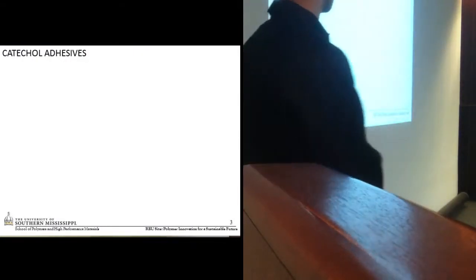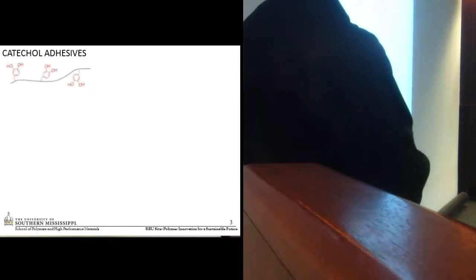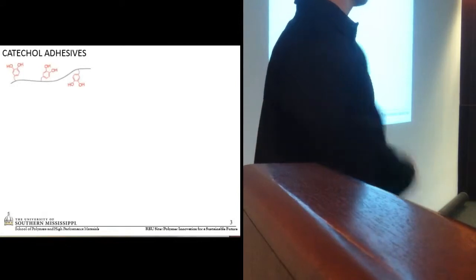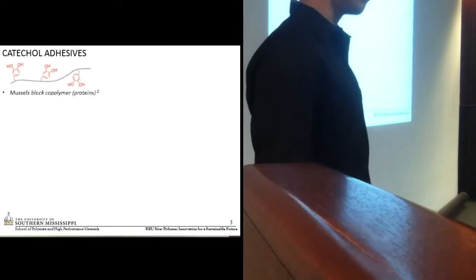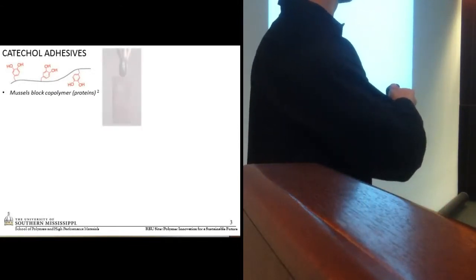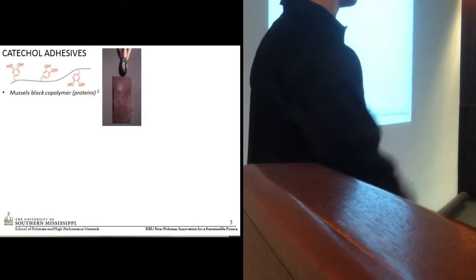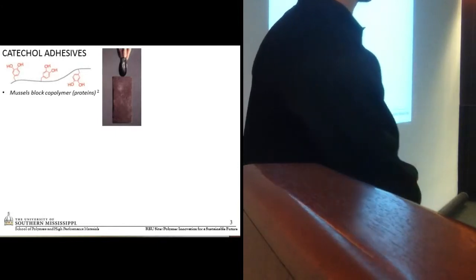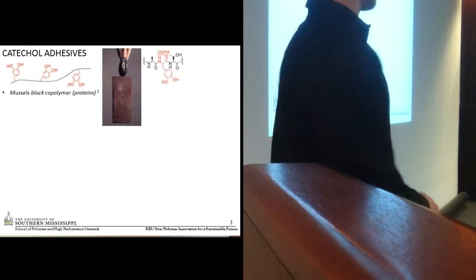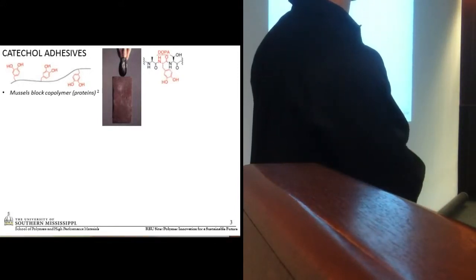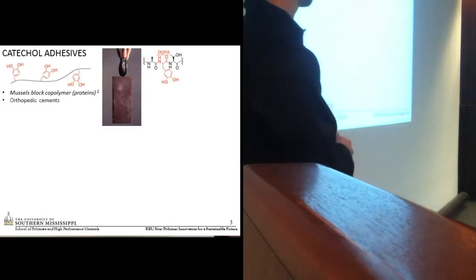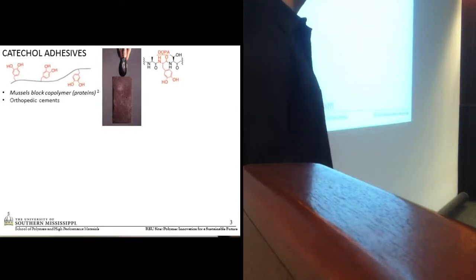What is catechol? Catechol is its functionality shown here on the chain, and it is used in nature by mussels which secrete block copolymer proteins that can display rather remarkable feats of strength, such as what you see here, a mussel holding up a brick. And this is what the functionality looks like in a mussel. Synthetic applications of catechol include orthopedic cements, dental composites, surgical glues, and even fake nails and eyelashes.